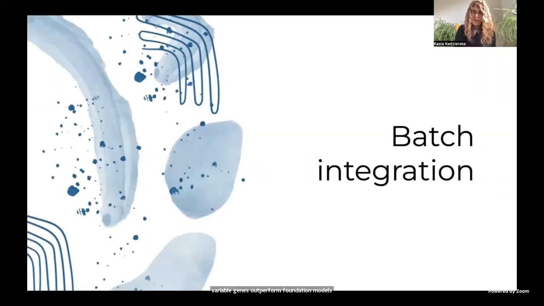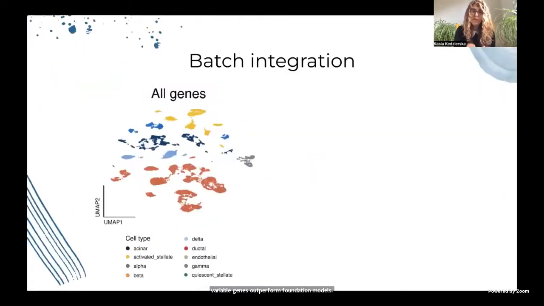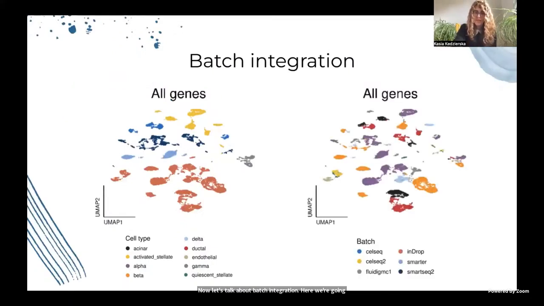Now let's talk about batch integration. Here we're going to focus on the pancreas dataset, and as I told you, it spans one tissue type and several different batches. In a perfect batch integration scenario, we would see clusters separating based on cell types and a lack of organization due to the batch type.